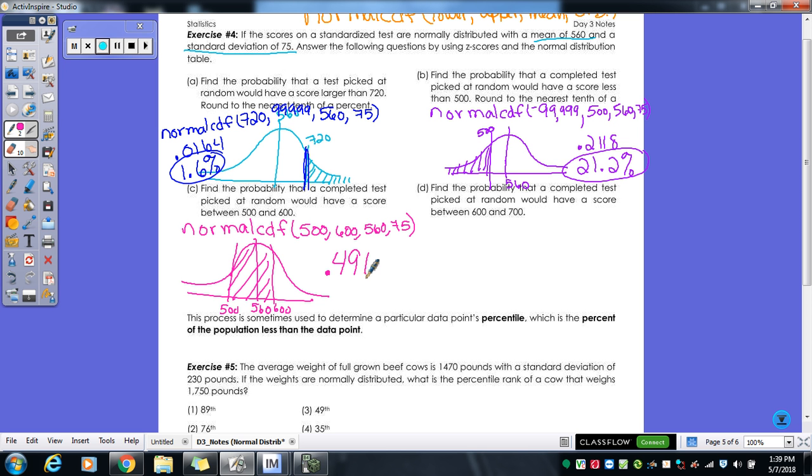0.4912. And then they didn't ask us for a percentage. They just said find the probability, so we're just going to leave it as a decimal. If they want a percentage, you give them a percentage. If they don't ask for it, you leave it as a decimal.